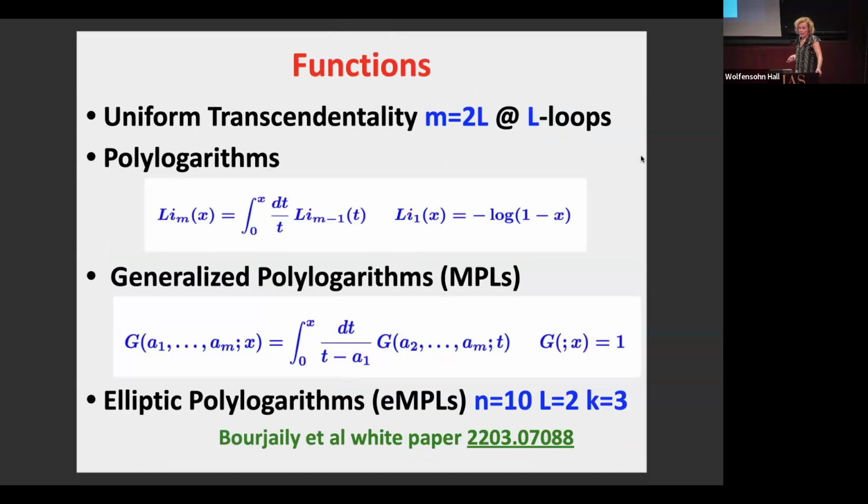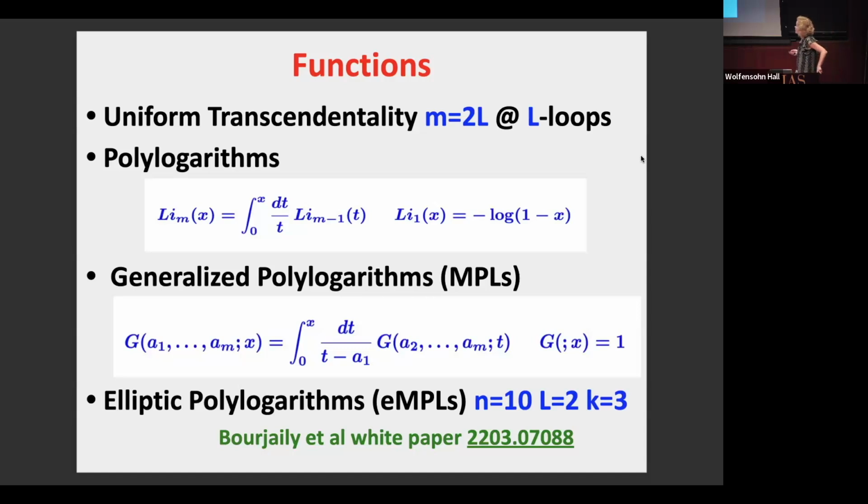What are these amplitudes functions of? First of all, N=4 Yang-Mills theory is a very special theory. At L loops, these functions have uniform transcendentality 2L. The transcendentality M functions are, for example, polylogs, which I wrote. Li1 is just a log, and Li_M is defined by this integral. Then we can talk about generalized polylogs or MPLs. That's when you sprinkle some constants a in here.